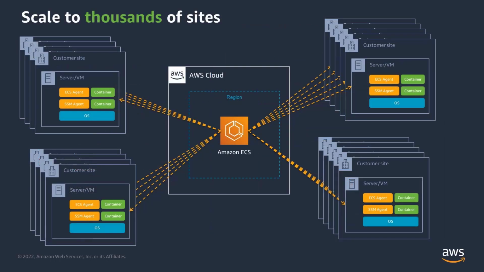Finally, with ECS and ECS Anywhere, you are able to scale and orchestrate your on-premises applications to thousands of different sites, getting to manage them all in one orchestration platform with ECS. And so the potential scale of your on-prem and hybrid deployments is backed by the ability to scale out containers at AWS with ECS.